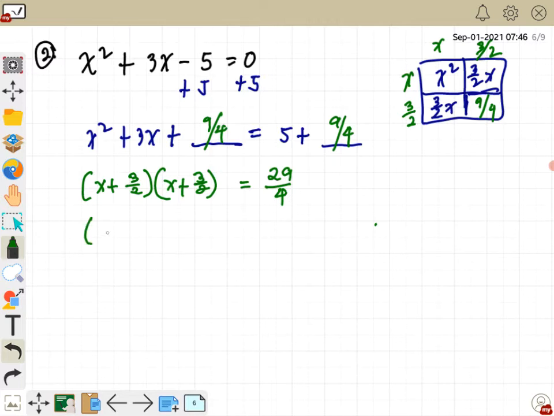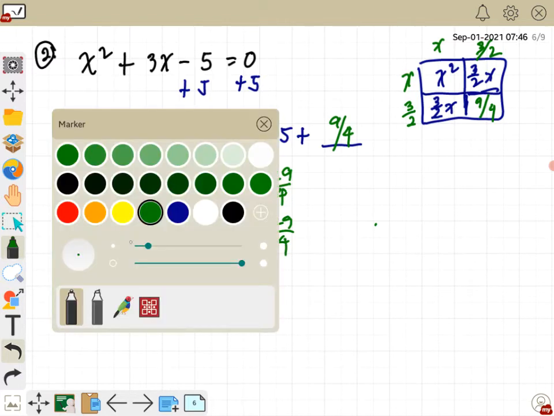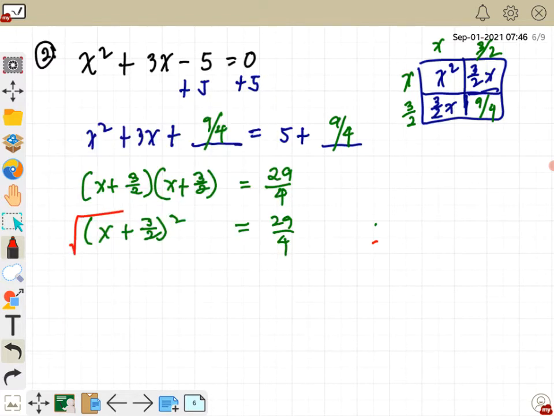So if we're going to make it a square, we have x plus 3 over 2 squared equals 29 over 4, and we need to extract the square root now. So we have now x plus 1.5, if we say so, and the square root of 29 over 4 is 2.69. That's positive and negative 2.69. So this time we solve for x.